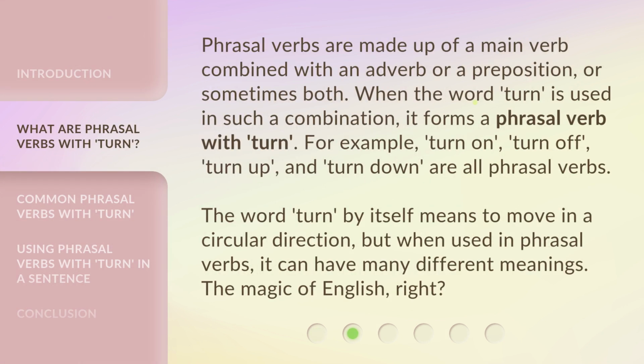Phrasal verbs are made up of a main verb combined with an adverb or a preposition, or sometimes both. When the word turn is used in such a combination, it forms a phrasal verb with turn. For example, turn on, turn off, turn up, and turn down are all phrasal verbs. The word turn by itself means to move in a circular direction, but when used in phrasal verbs, it can have many different meanings. The magic of English, right?